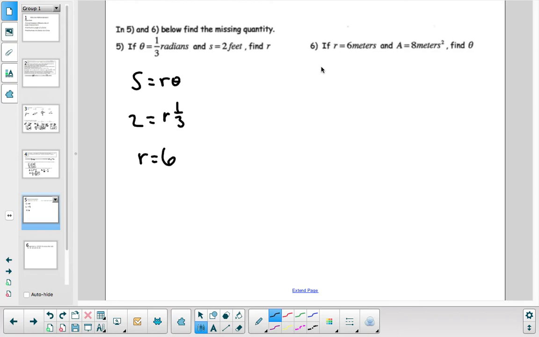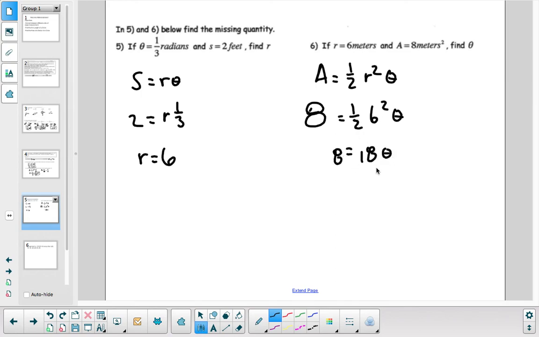Find theta, so A equals 1/2 r squared theta. A is 8. So 8, beautiful 8, equals 1/2 r squared theta. This is 36 times 1/2 is 18. So 18 theta equals 8. Divide both sides by 18. You get that theta is 8/18, or 4/9.